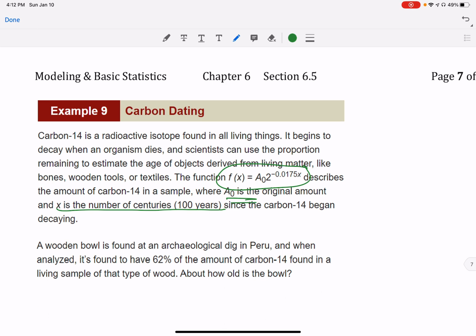A wooden bowl is found at an archaeological dig in Peru. And when analyzed, it's found to have 62% of the amount of carbon found in a living sample. About how old is the bowl? Okay, so once again we're going to use the formula that they gave us. And obviously now we are looking for how old the bowl is. So we are looking at the X. So we're trying to get that X to come on down.